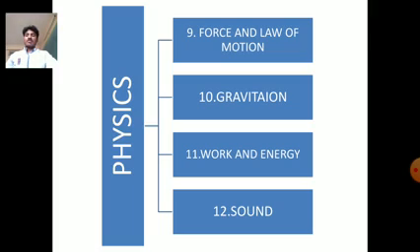In this chapter, we learn balanced and unbalanced forces, and how to balance a force. Next is the first law of motion and the second law of motion, and the mathematical formula of the second law of motion and the first law of motion.